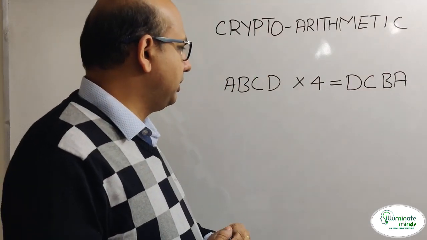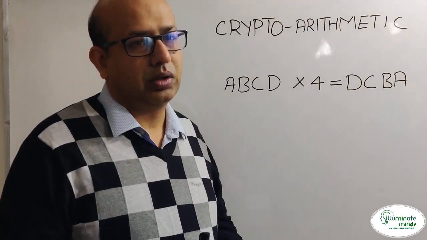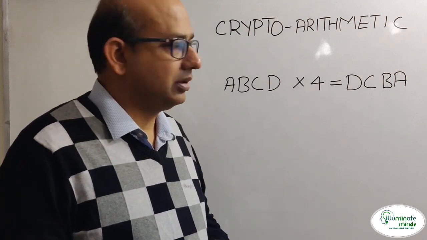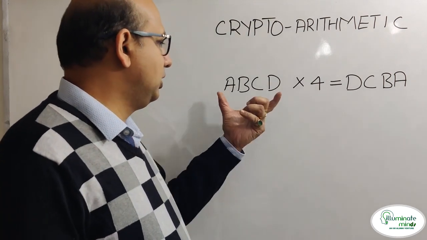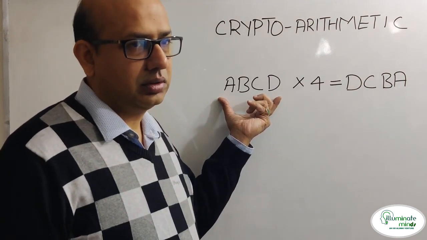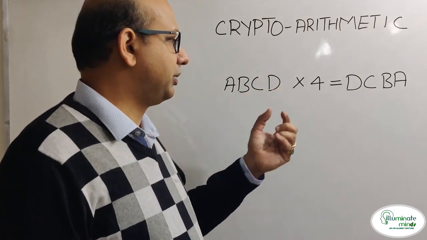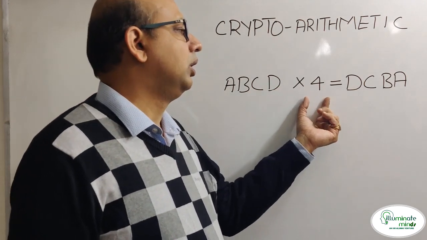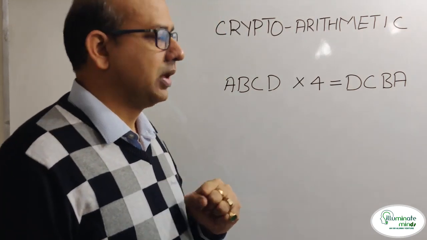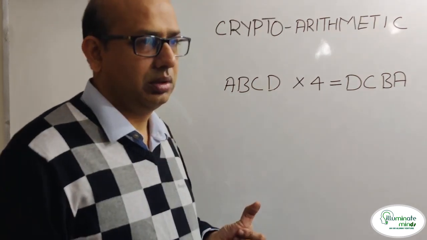The first question is ABCD into 4 is equal to DCBA. So the guys who are very new to this topic, you need to understand what exactly needs to be done. ABCD over here is a 4-digit number. Let's try to understand the question first rather than the solution. ABCD is a 4-digit number which gets multiplied with the number 4. You get an answer. The answer is also a 4-digit number. As you can see, the answer is the reverse of the input.